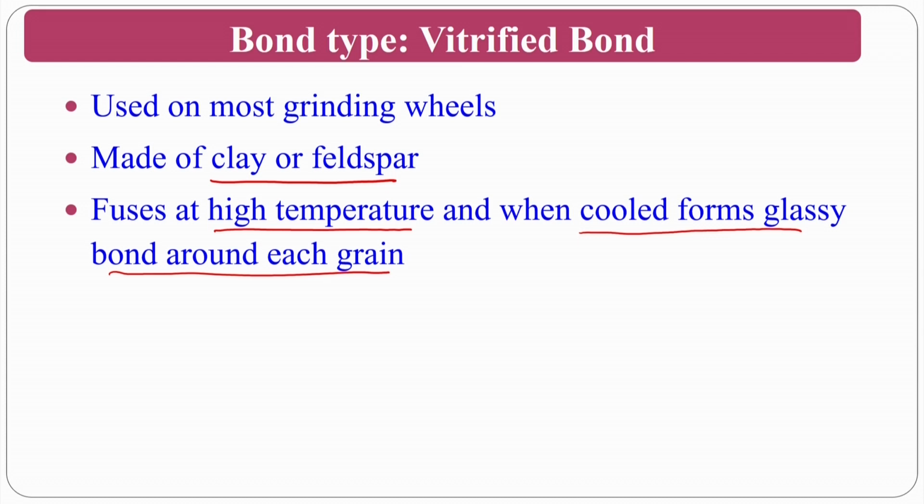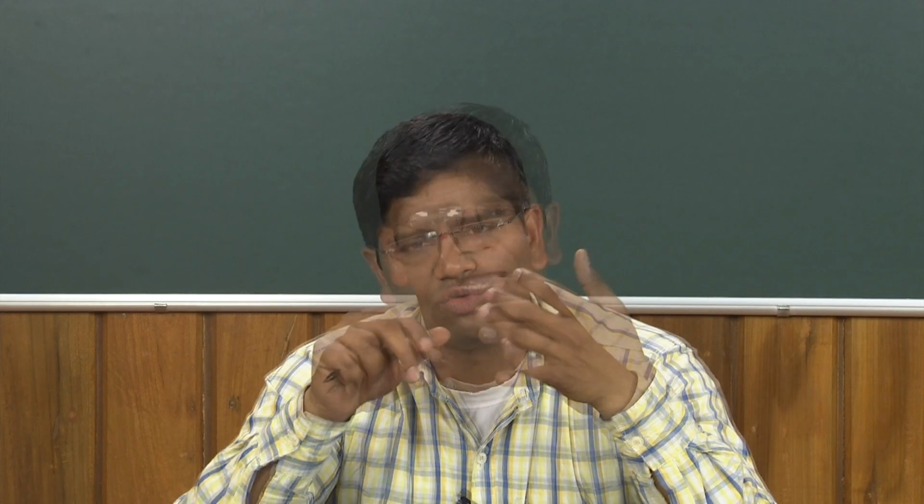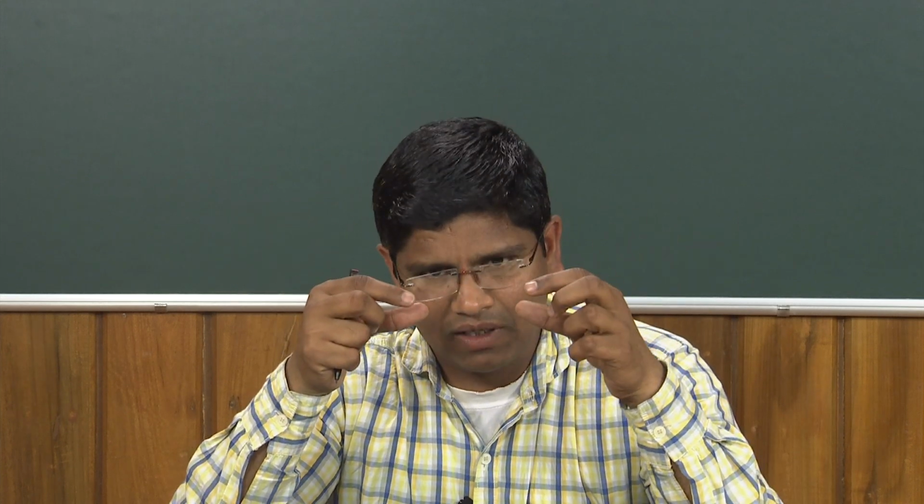Assume that you are having a grinding wheel shaped thing. You just embed the abrasive particles in the clay and heat it. So you will get a grinding wheel. That is nothing but the vitrified bond.